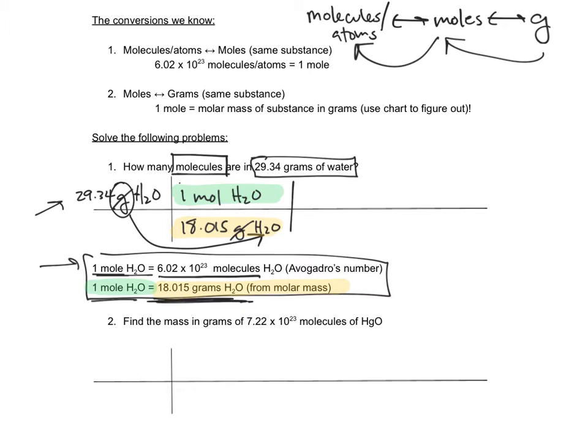And it follows the same logic. Whatever unit is on top goes on bottom next. So we need moles on the bottom. The part of our conversion factor that's moles is 1 mole of H2O. That goes down here. 1 mole of H2O. Then becomes 6.02 times 10 to the 23rd molecules of H2O. That goes up here in the top. 6.02 times 10 to the 23rd molecules of H2O.